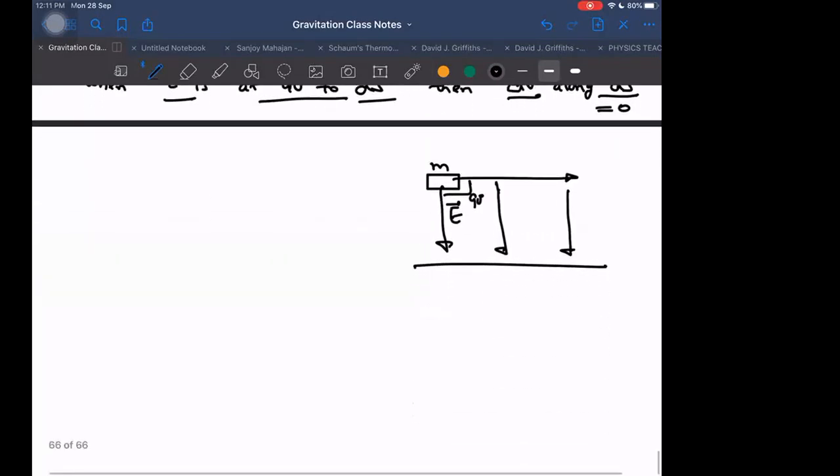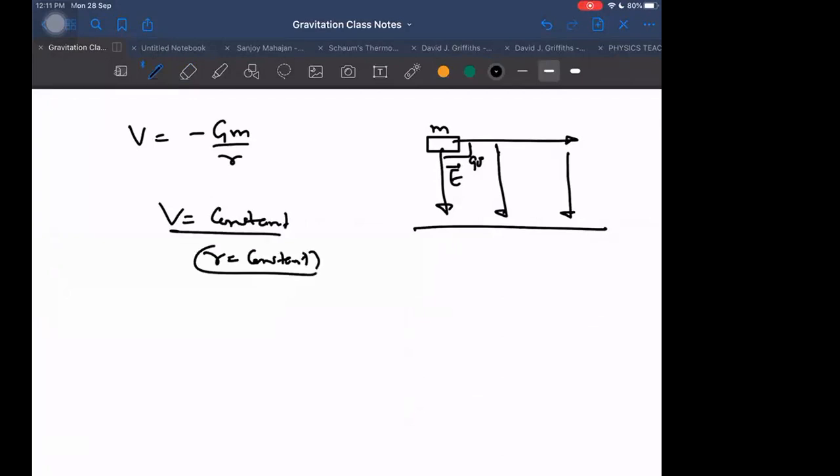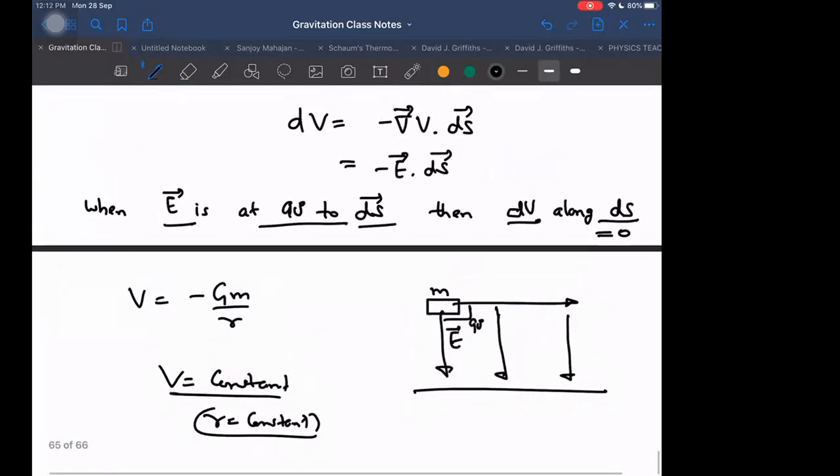We can think in this way also. What is the formula for potential? The formula for potential is minus GM by R. If I want V to be constant, then R should be constant, since G and M are always constant. So R has to be constant in that case, and it will be a sphere. Understood?